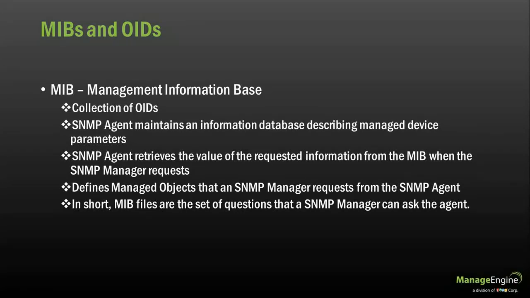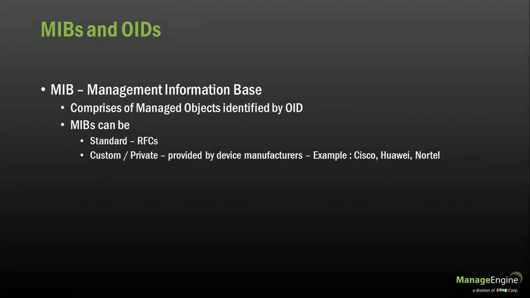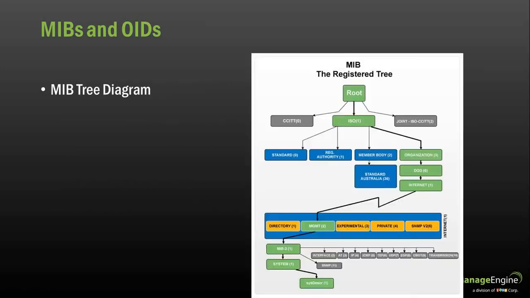MIB comprises of managed objects identified by OID. There can be two types of MIBs. Standard MIBs like the RFCs, and custom or private MIBs like the ones provided by device manufacturers such as Cisco, HP, Huawei, Nortel, and so on.